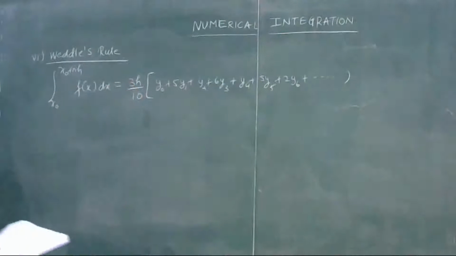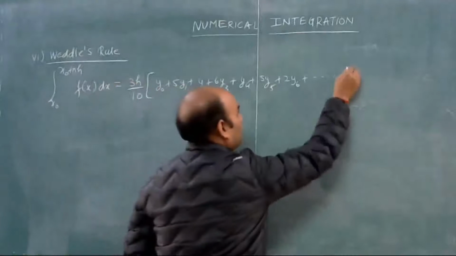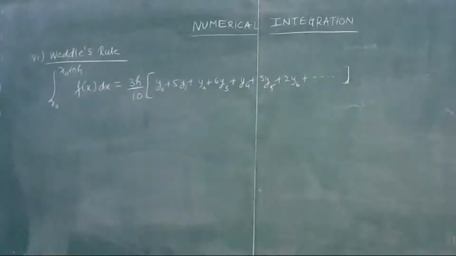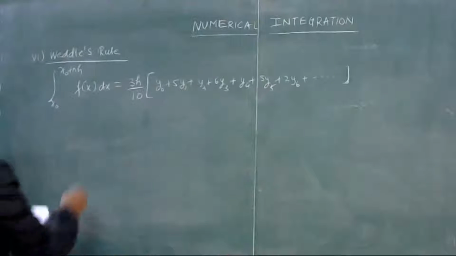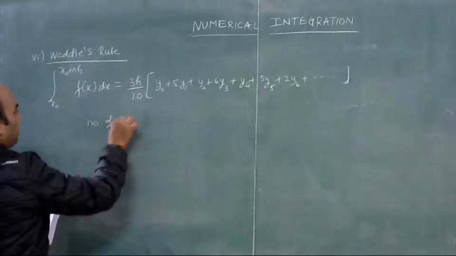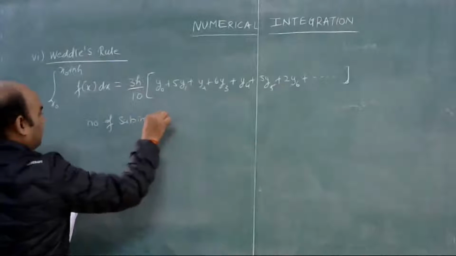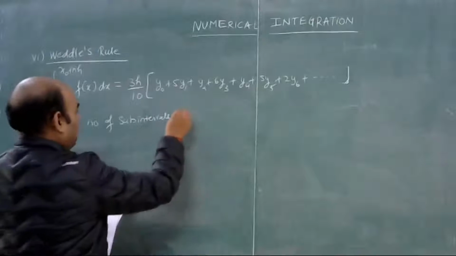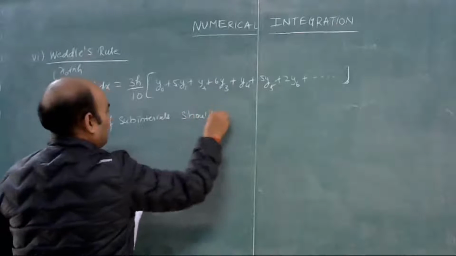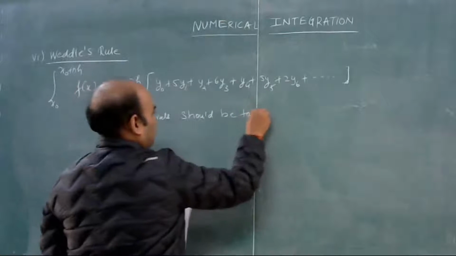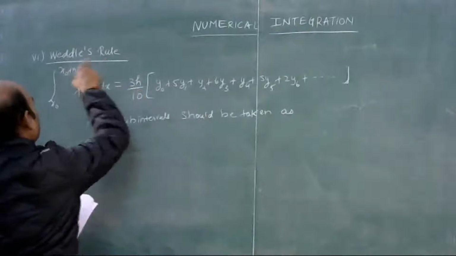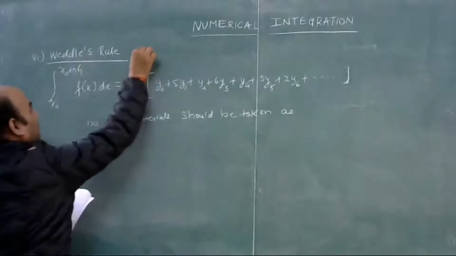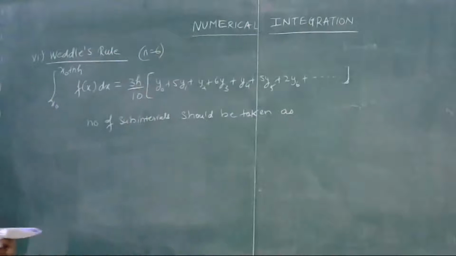And this formula is applicable when the number of sub-intervals is taken as a multiple of 6. We get this formula when we put n is equal to 6, so n should be a multiple of 6.